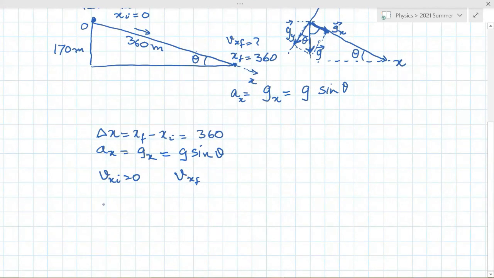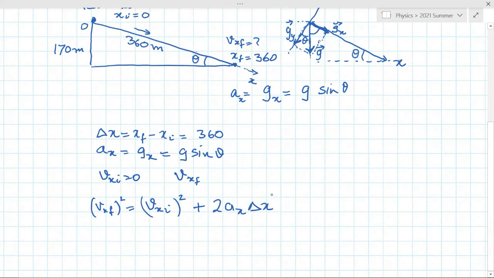So which equation are we going to use? So Vx final squared is Vx initial squared plus 2 Ax delta x. So final is what we're trying to find out. So this stays as it is. 0 plus 2 g sine theta times 360.